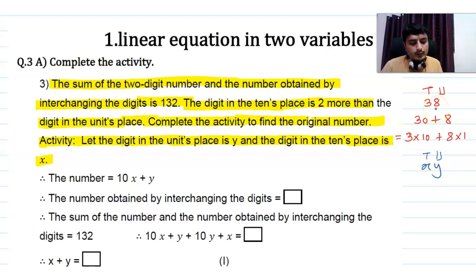So the same thing we are doing here. Since x is at the tens place, x should be multiplied by 10, plus y at the unit place or the ones place, so y should be multiplied by 1, so that y into 1 is y. So the number is 10x plus y. That means the expansion of the two-digit number xy is 10x plus y.